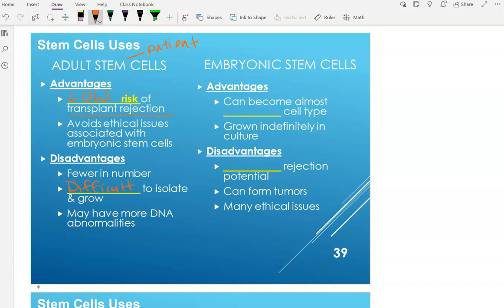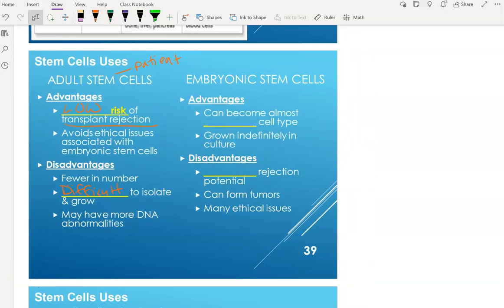And again, there could be some abnormalities in those cells. So pros and cons, advantages and disadvantages with adult stem cells. Embryonic stem cells, so yes, this would come from an embryo.